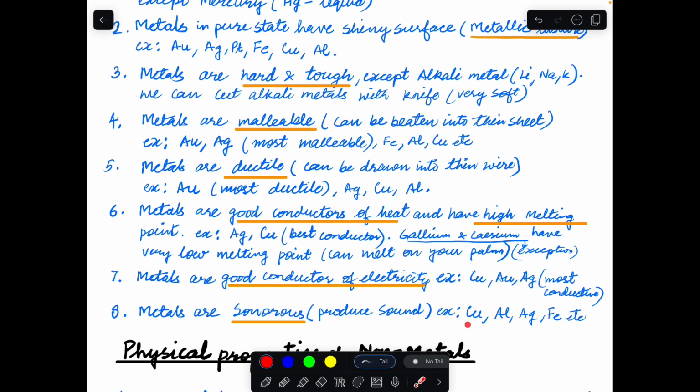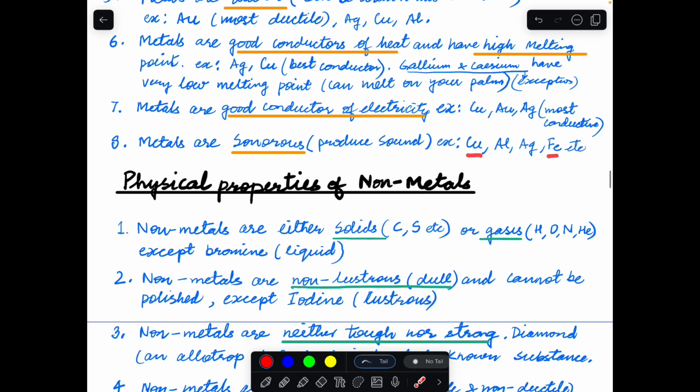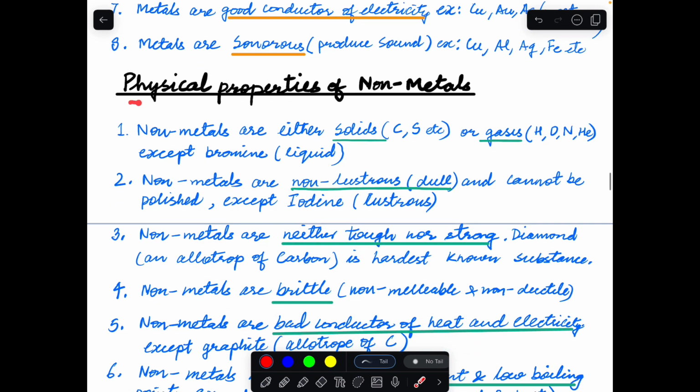Therefore, in school, bells are made up of copper or iron. And your musical instruments are mostly made up of copper or the alloys of copper. Next, physical properties of non-metals. So these were the physical properties of metals which separate them from the non-metals.